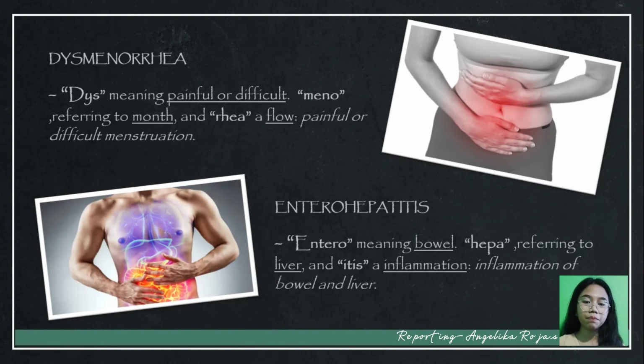Dysmenorrhea, meaning painful or difficult; meno referring to month, and rhea, a flow: painful or difficult menstruation. So all the girls here, I know you have knowledge of this kind of medical term because this happens only to girls. So for boys who have girlfriends, help your partners if they are experiencing things like this. This is a type of severe cramps in women during their monthly period, where they feel severe pain in their puson, or what we call the lower abdomen.